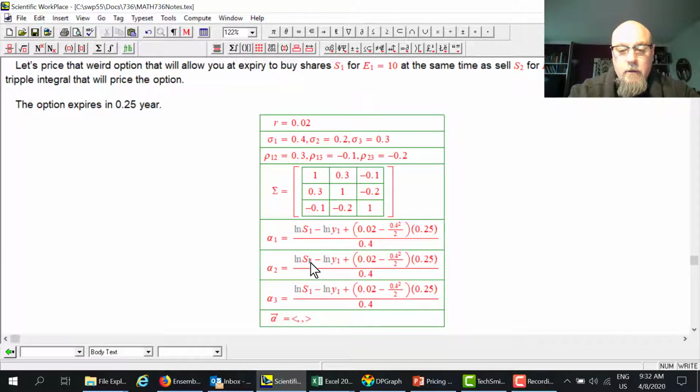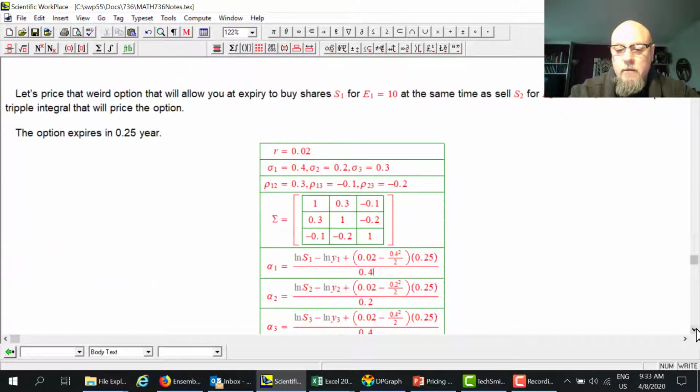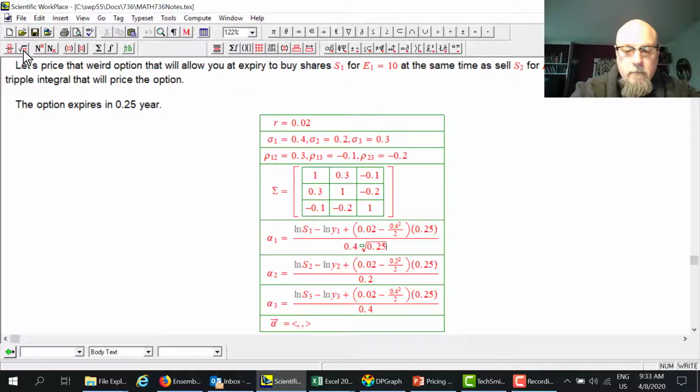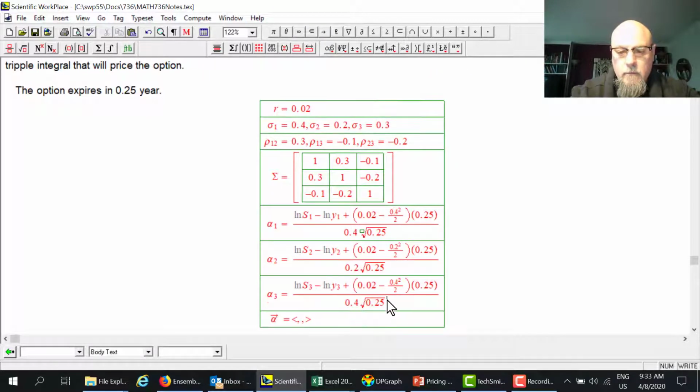Let's get the other alphas. So stock 2, y2, stock 3, y3, and now the r's stay the same. The volatilities are different though. 0.2 and 0.2. Oh, I don't like this. I'm forgetting I don't have my square root of 0.25 here. So I'm filling in the volatilities for this: 0.2, 0.2, that stays the same. The next volatility is 0.3. So then I can make my alpha vector.